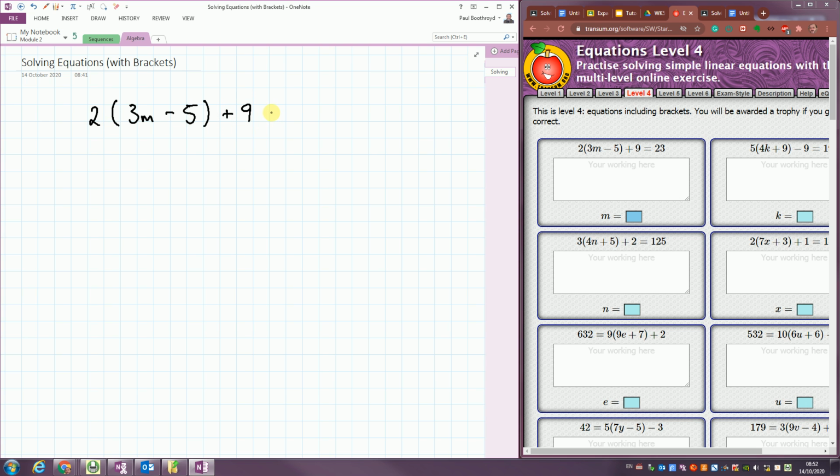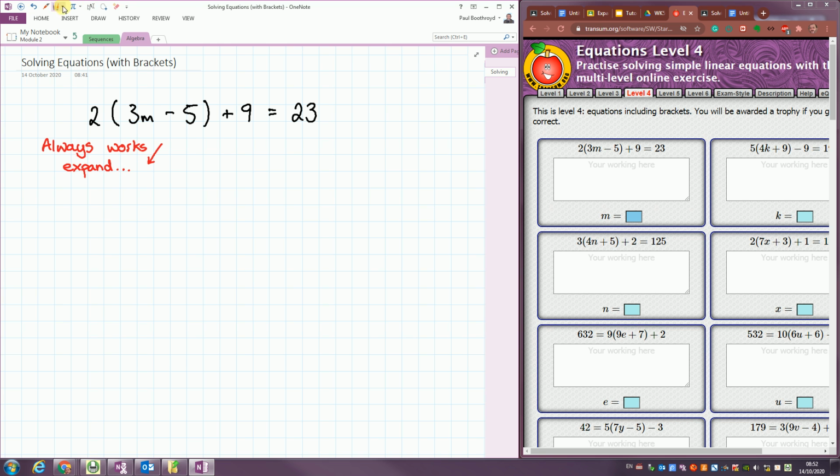Now, there are often two ways of going about them, and I will show you both ways with this one. One of them always works. So we'll start off with the always-works method, and that is to expand the bracket. The problem with it is the numbers can get quite big.